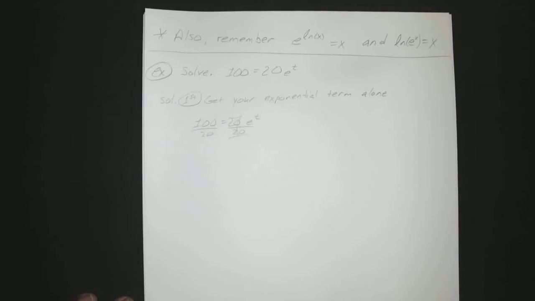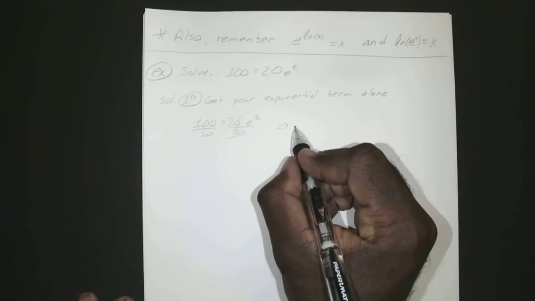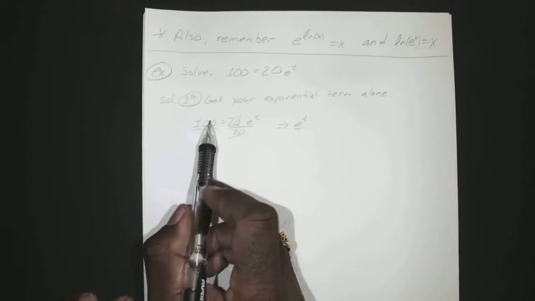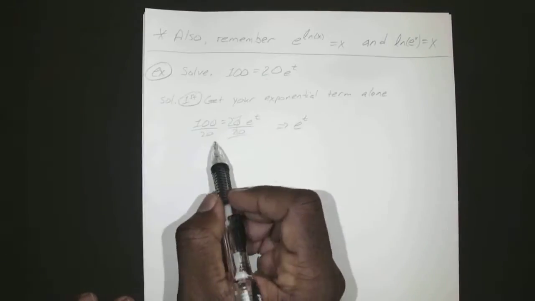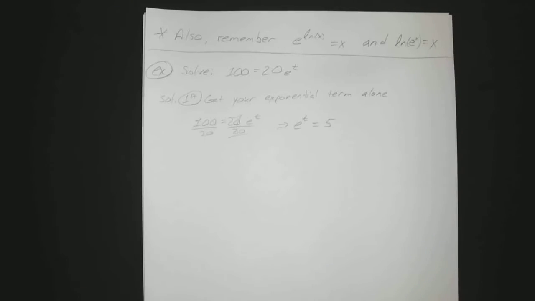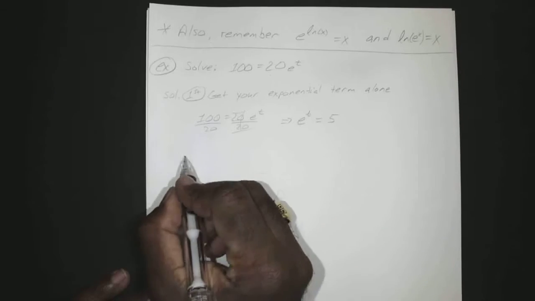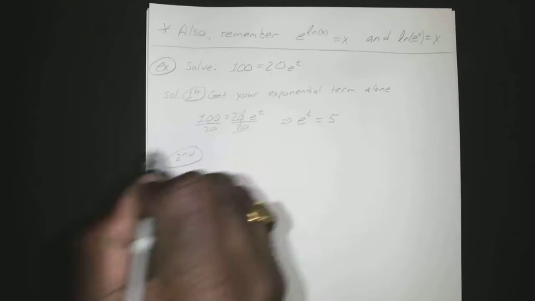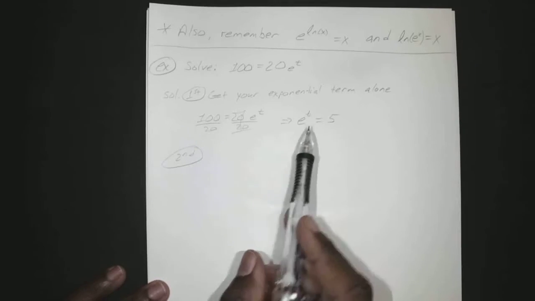Anything divided by itself is 1. So we end up with e to the power of t is equal to 100 over 20, which is just 5. We have e to the power of t equals 5, which gets us really close, but we want to solve for t. So your next step would be to apply natural log to both sides.